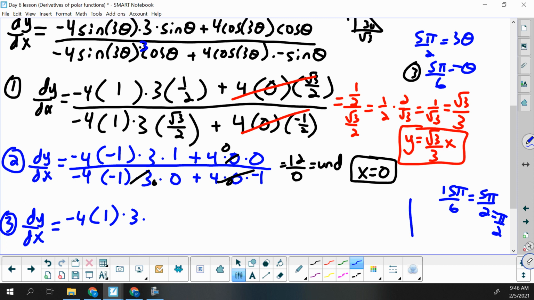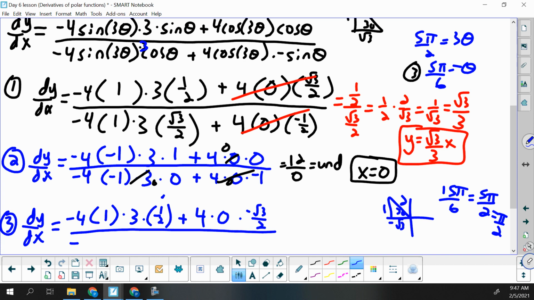Well, 5 pi over 6 is a 30-degree reference angle in the second quadrant. So you have 1, negative radical 3, and 2. So we're going to have 1/2 for sine of 5 pi over 6. Plus 4 cos of that 15 pi over 6, which is like pi over 2. So cos is 0 at pi over 2. Times cos of the 5 pi over 6. Well, the adjacent over the hypotenuse will give us negative radical 3 over 2.